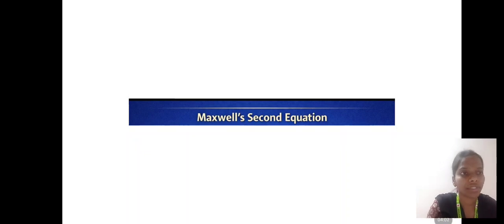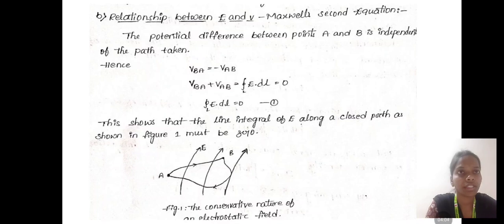Maxwell's second equation: relationship between E and V. The potential difference between A and B is independent of the path taken. VBA equals minus VAB. We consider the potential difference between A and B. Here is a diagram from A to B. First consider it as VBA.